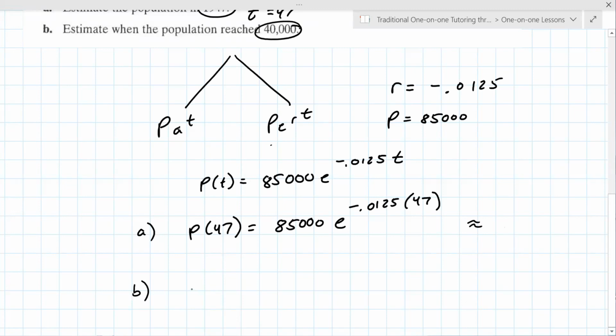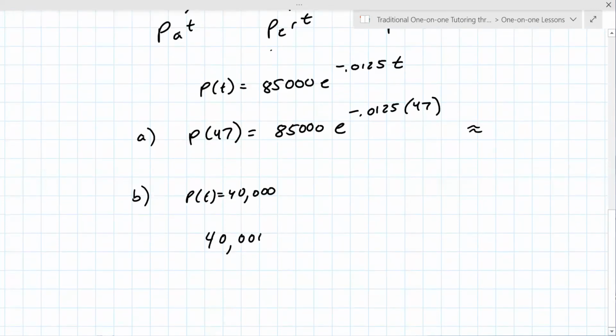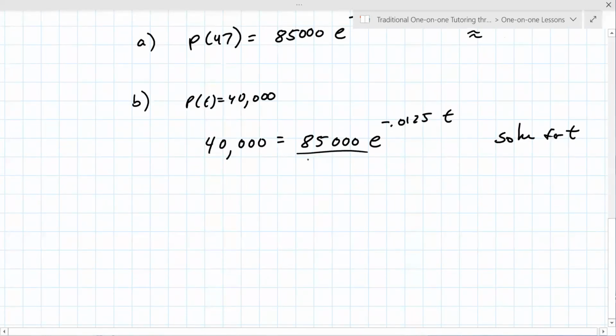Part B, they want to know when it reaches 40,000. That's the left side. They're saying P of t is 40,000. So you get 40,000 equal to 85,000 e to the minus 0.0125 t. This time you have to solve for t. We can do this without a calculator, but to get a numerical answer, we would need a calculator to help with this. So we divide both sides by 85,000.